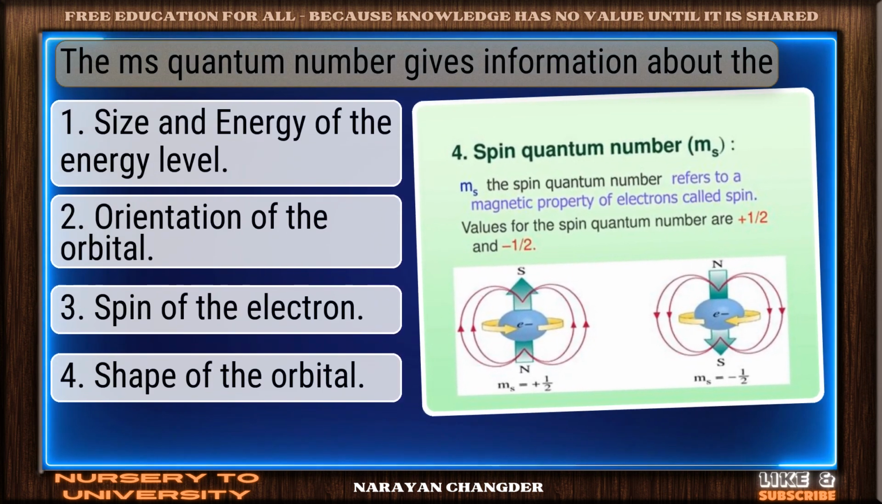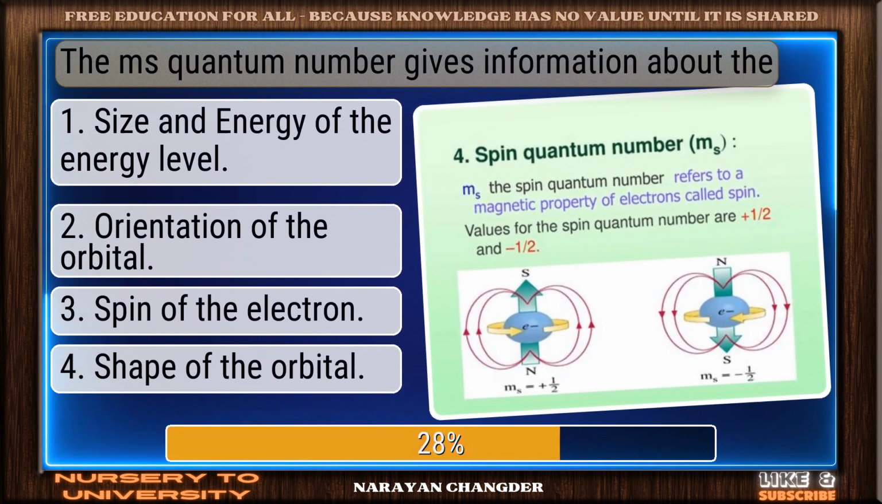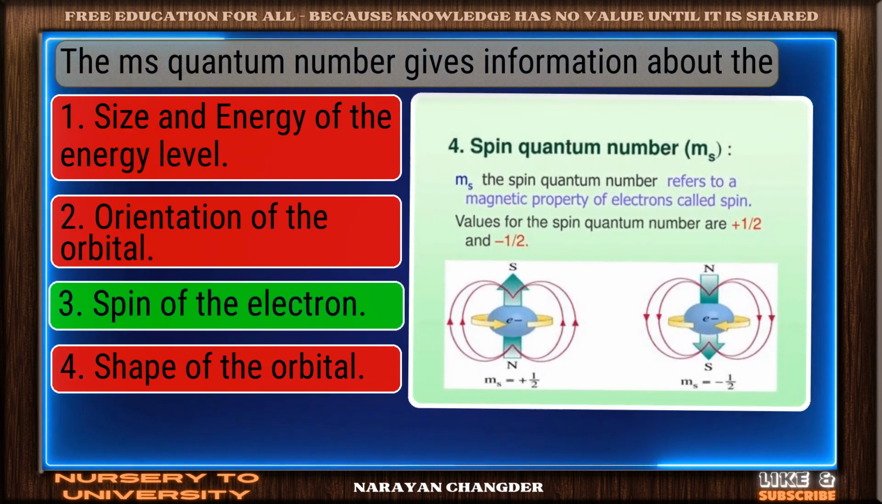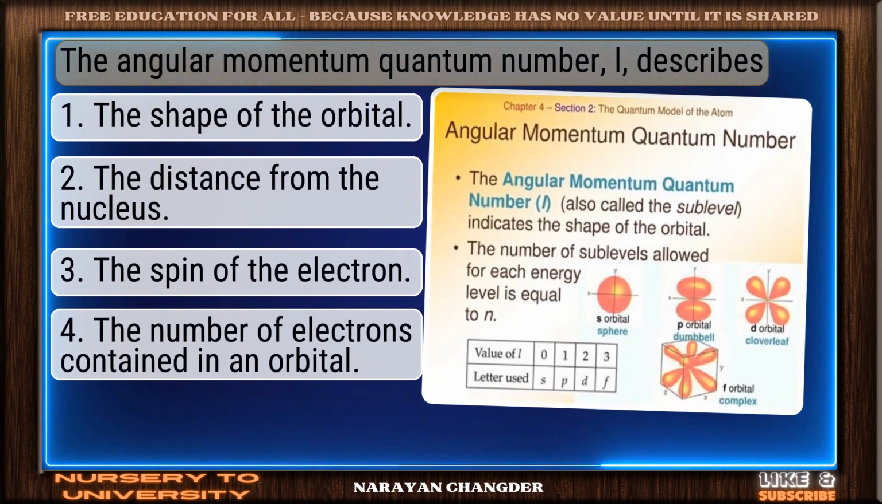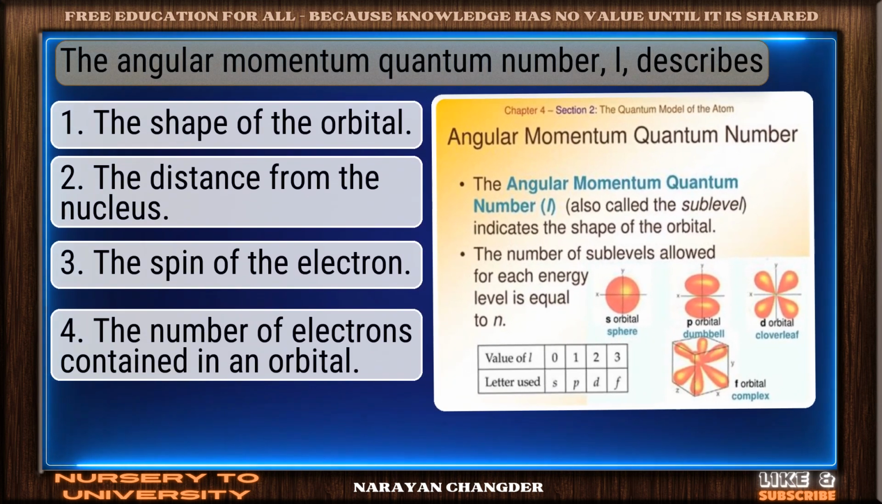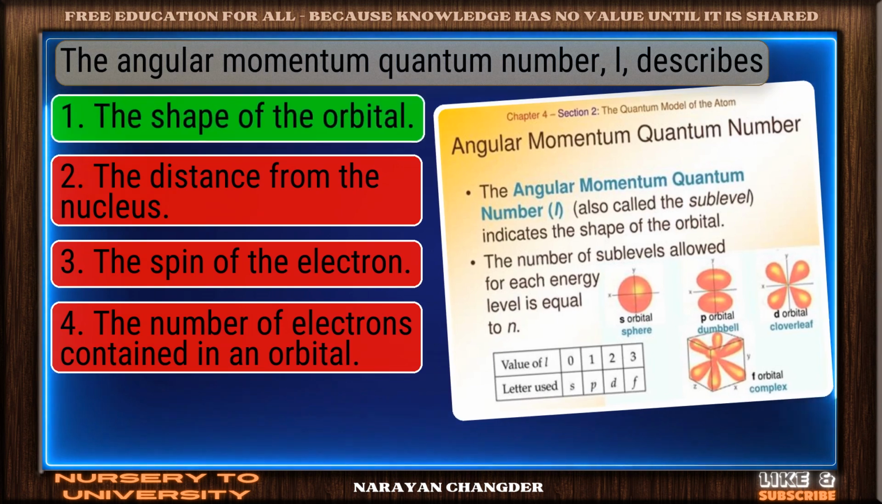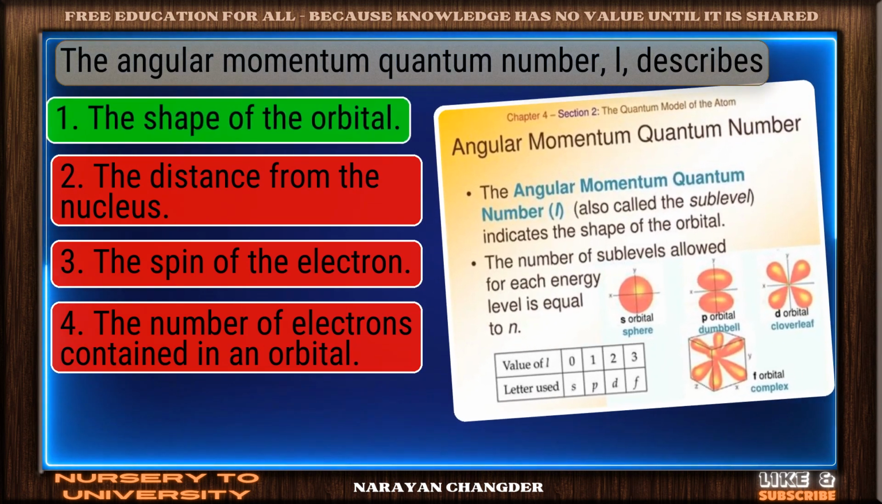Question number 21. The m_s quantum number gives information about the. Good job. Your answer, spin of the electron, works well here. Question number 22. The angular momentum quantum number, l, describes. Nice work. You chose the shape of the orbital, and it is correct.